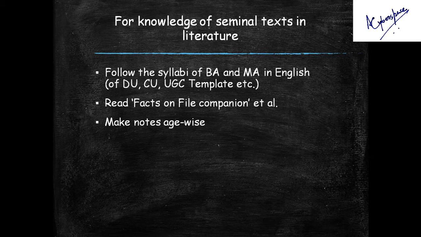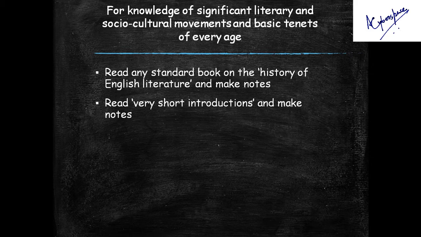Now, for knowledge of significant literary and socio-cultural movements and basic tenets of every age, you can read any standard book on the history of English literature and make notes, and also read the Very Short Introduction series published by Oxford, and make notes from those texts, which are very, very useful. There are plenty of introductions available by the publisher Routledge, where you have critical insights in a very student-friendly manner into several relevant topics.